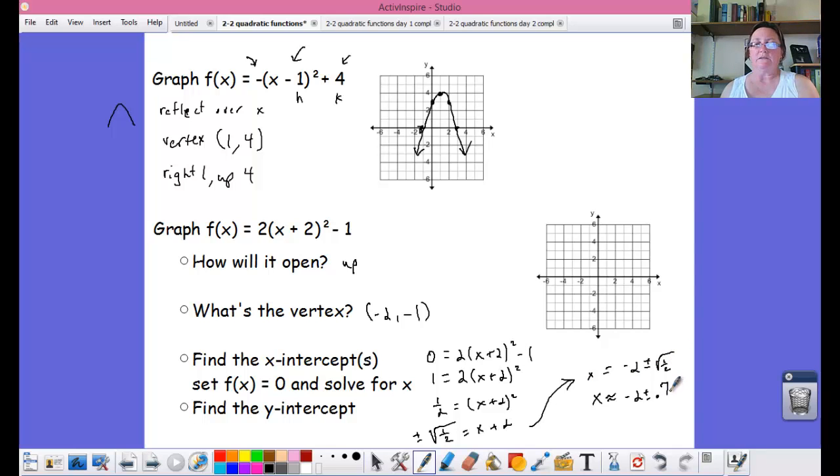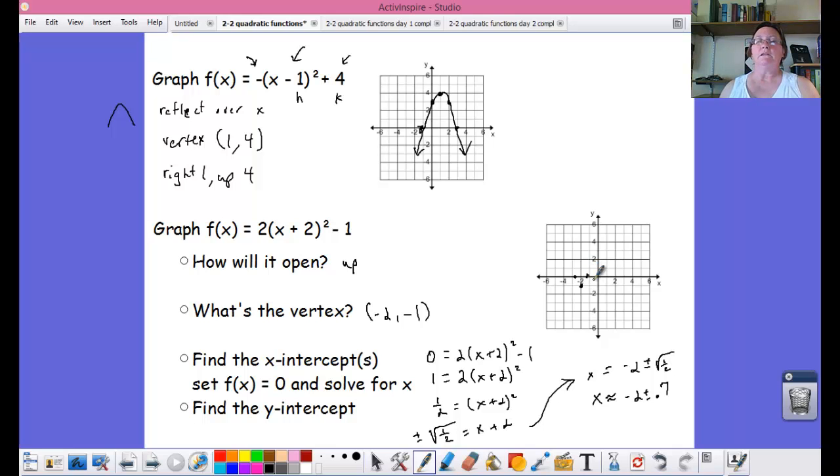Well, I stuck that in my calculator because I'm going to be graphing here, and the square root of 1/2 is about 0.7, so it's close to 1, but a little bit less. So the vertex is at negative 2, negative 1, and right now we know that the x-intercepts, so where it crosses the x-axis, are at negative 2 plus or minus 0.7. So maybe right in there and there.